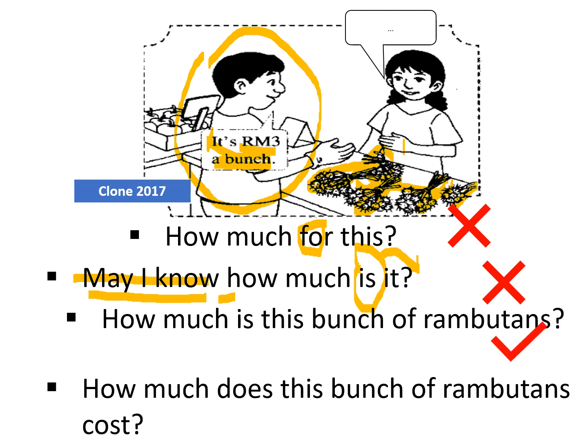Next, number 3, how much is this bunch of rambutans? Correct. Next, how much does this bunch of rambutans cost? Remember, when you use does here, the first verb, we have written it in this tense. The second verb should be in its original form, the base form. Remember that.